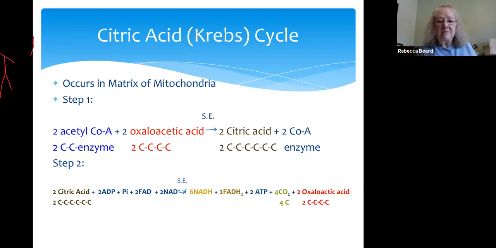By the way, both of these are made up of B vitamins. So if you don't have a sufficient supply of B vitamins, you're not going to have a sufficient supply of these molecules. And that's going to affect your ability to do cellular respiration and produce energy. So those vitamins are very, very important ones for you to be sure that you get. All right.